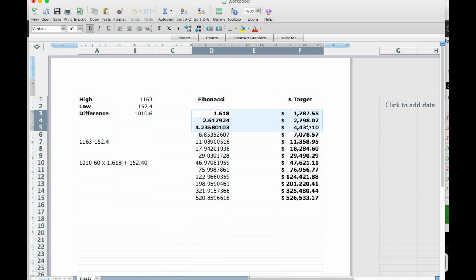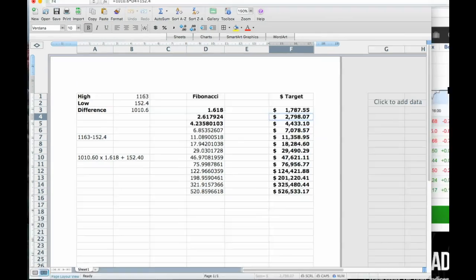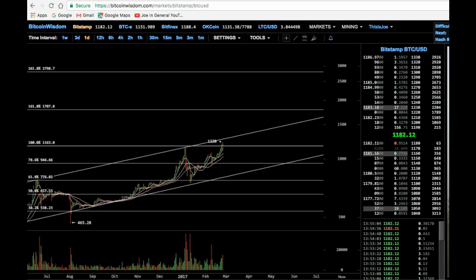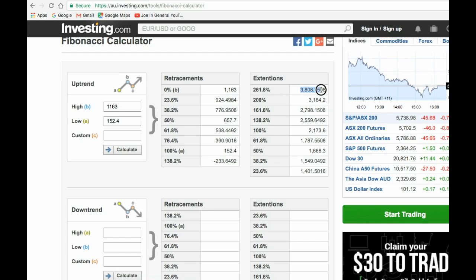Could we be talking about the end of this year? I don't know about 4,000, but quite possibly I think we could see a test of this one here, 2,800, let's call it. That's a possibility. And then you've got these little extra numbers in here.